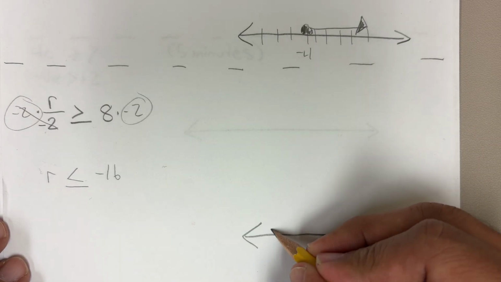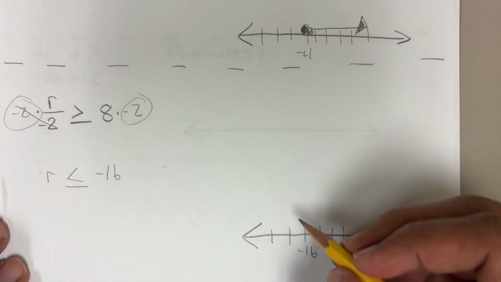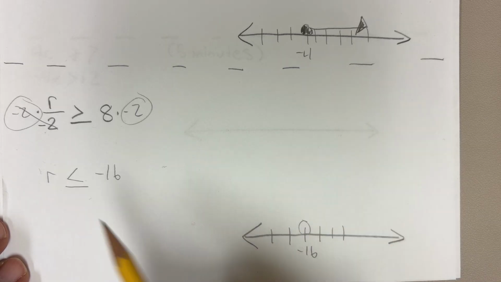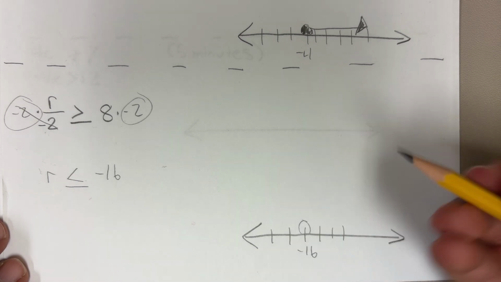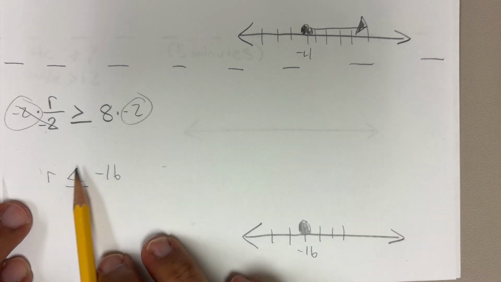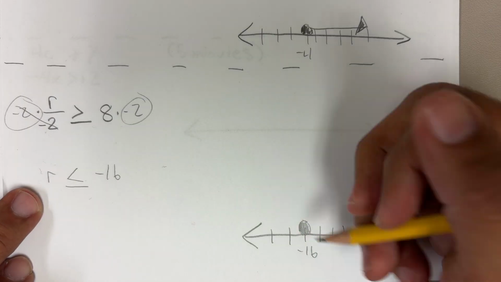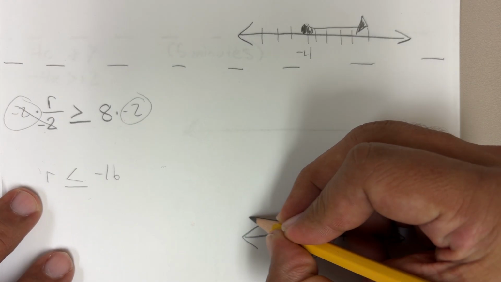So now you go to a number line. You find -16. Open circle. Is it going to be open? No, because it has this. So it's going to be closed. And now, is the letter being eaten? Nope. It's eating the number. So if it eats the number, it goes to the left.